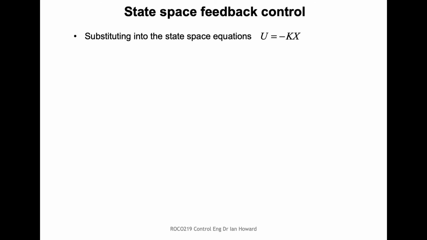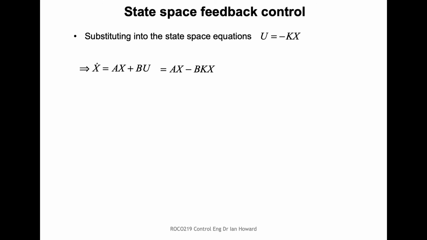So let's look at what the state space equations become when we actually use state feedback control. We start off by using our standard equation, which you really need to know off by heart: x dot equals Ax plus Bu, where x dot is the derivative of the state vector, A is the system matrix, x is the state vector, B is another vector, and u is the input.